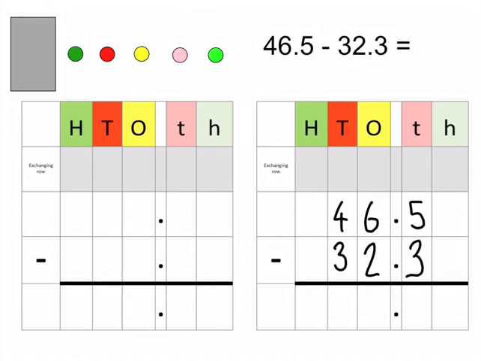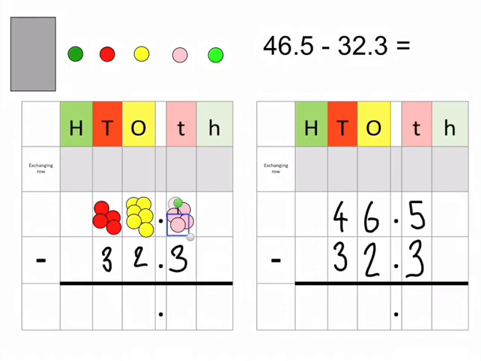That's 1, 2, 3, 4 tens. 1, 2, 3, 4, 5, 6 ones. 1, 2, 3, 4, 5 tenths. Take away 32.3.